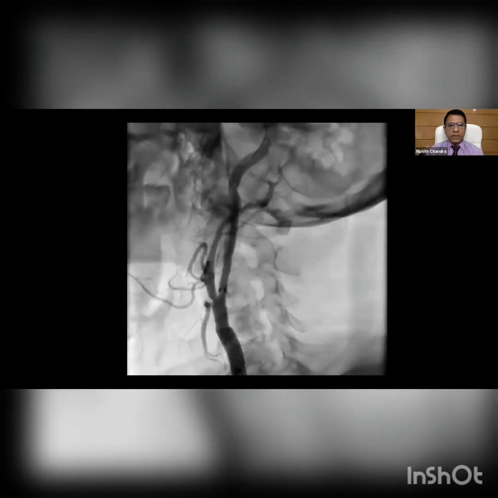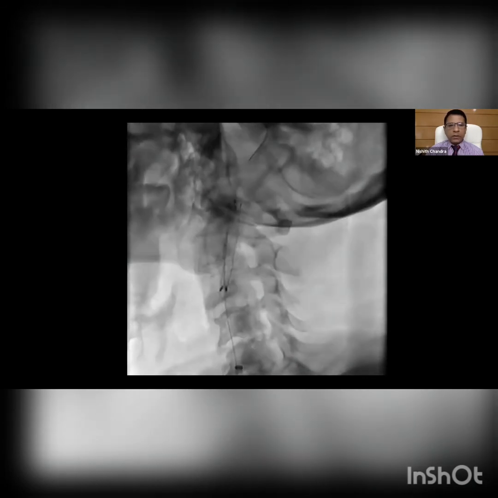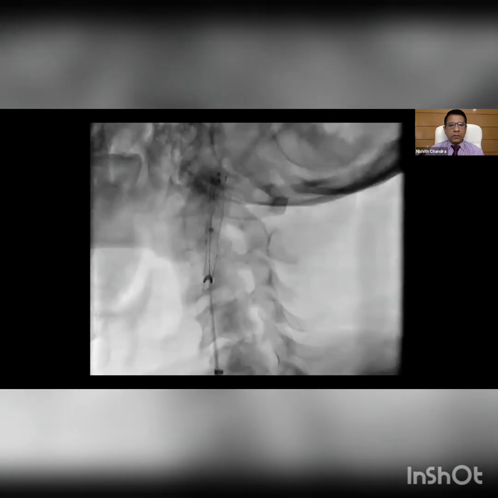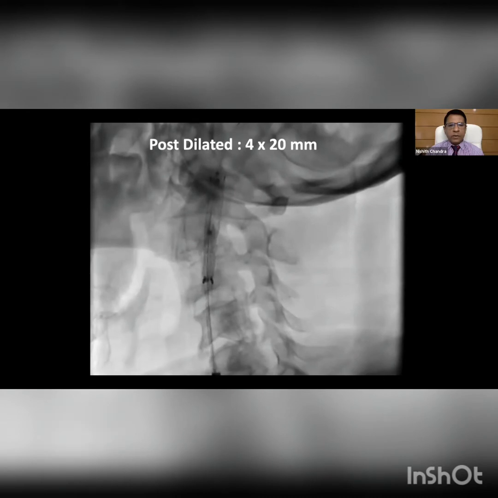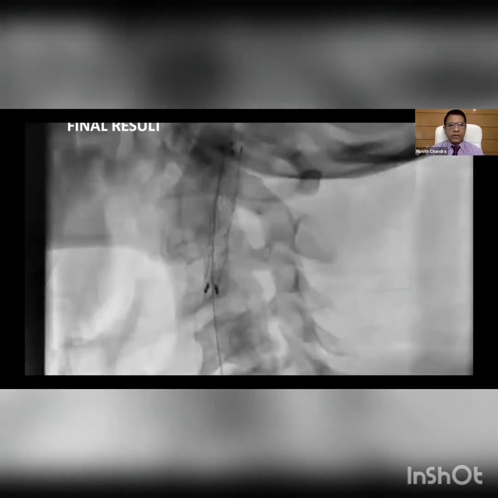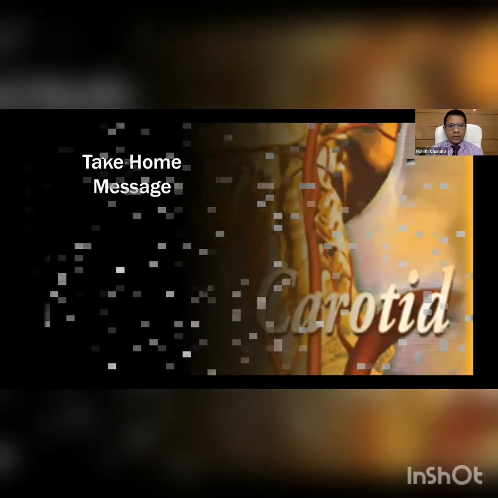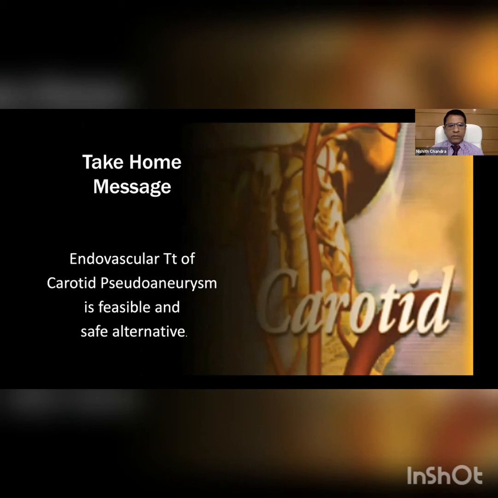You can see the aneurysm is very easily excluded from the circulation. And it was post-dilated with a smaller balloon this time, and this was the final result. So the take-home message is that endovascular treatment of carotid pseudoaneurysm is feasible and is also a safe alternative to carotid endarterectomy or to surgical exclusion.